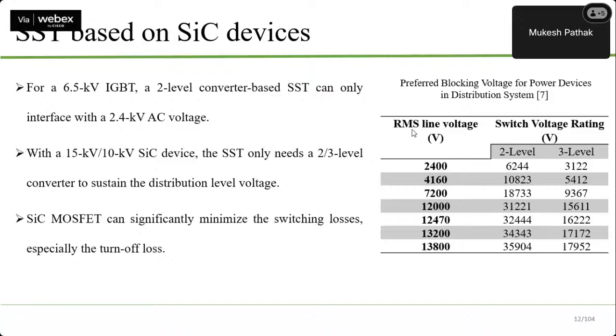This table also shows the performance of different devices. So line voltage is 2400. Two level switching requirement is 6244. Three level is this. So you can see as you increase the level and as you increase the line voltage, the device voltage requirement becomes much higher.